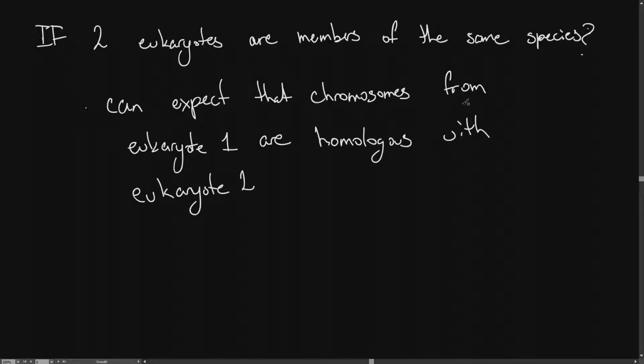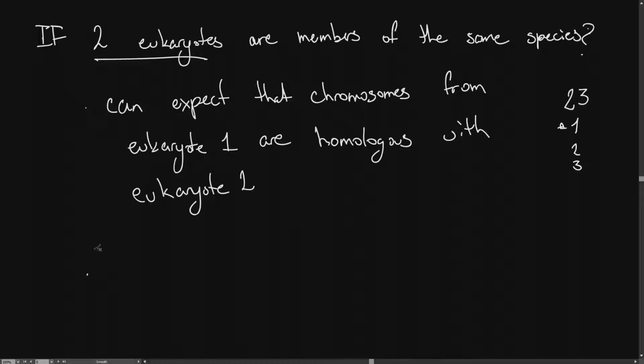Now, what this means, in more simple terms, is that if we have two members of the same species, let's say two humans, in this case a human is a eukaryote, we can expect that, in humans we have 23 unique chromosomes, so chromosome number 1 is homologous with chromosome number 1 from the second human. The same with number 2 and 3 and for all 23. They have to be able to pair up during meiosis.